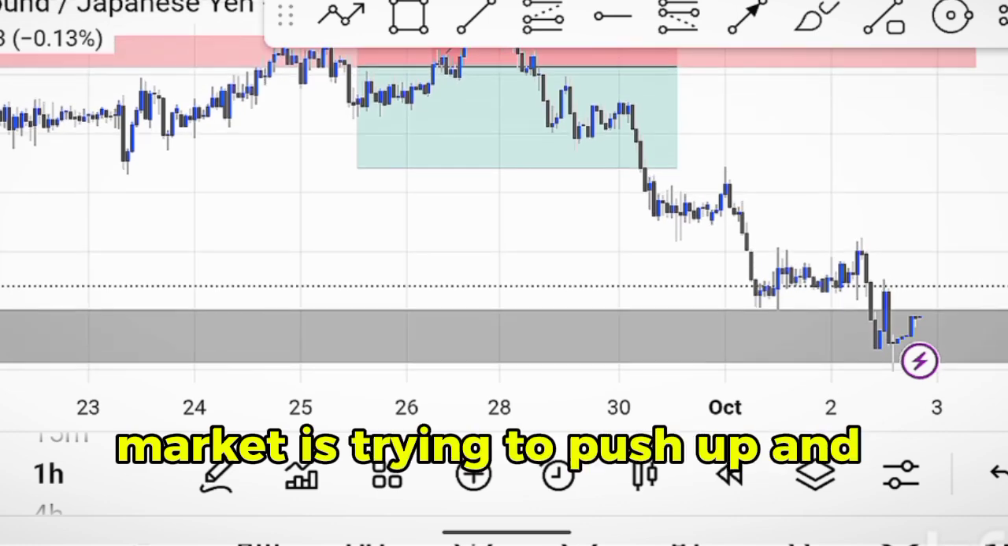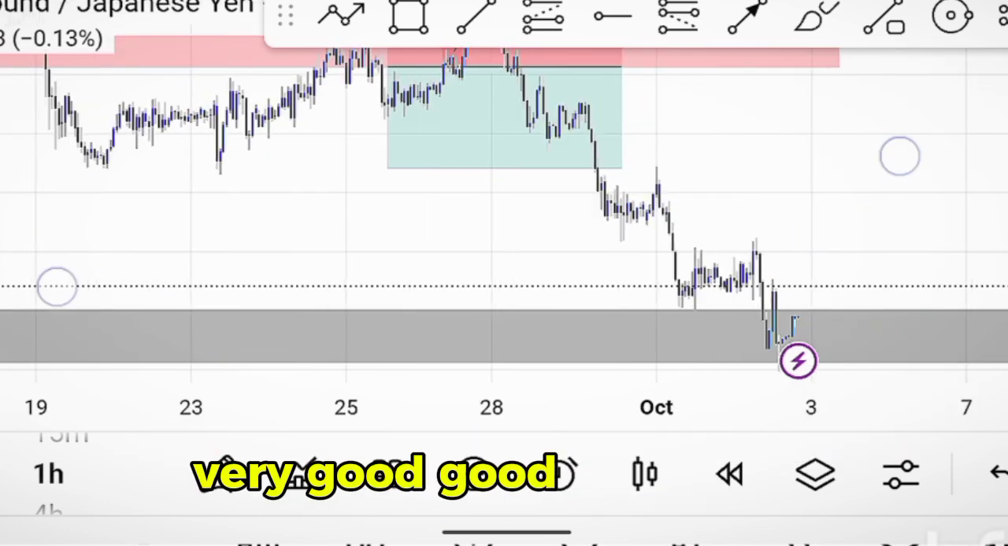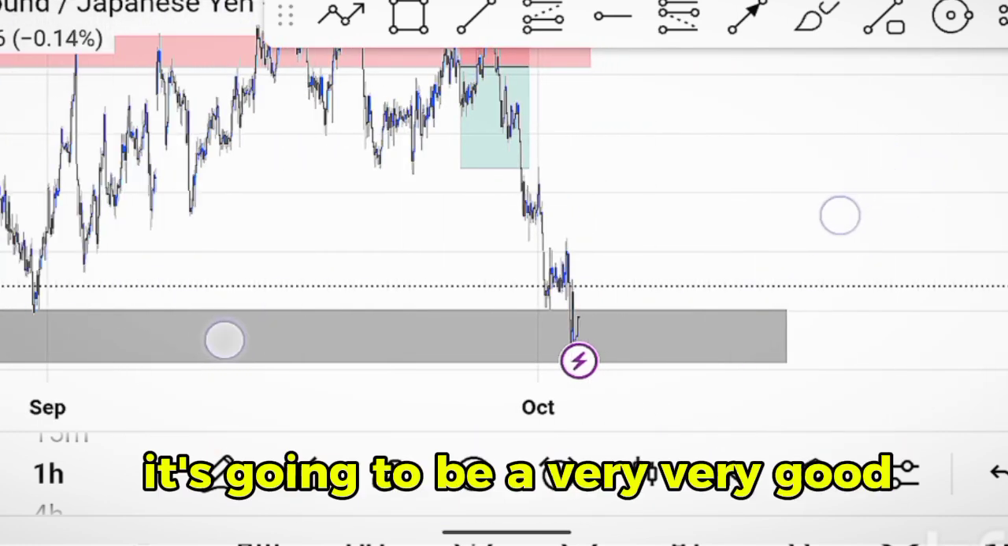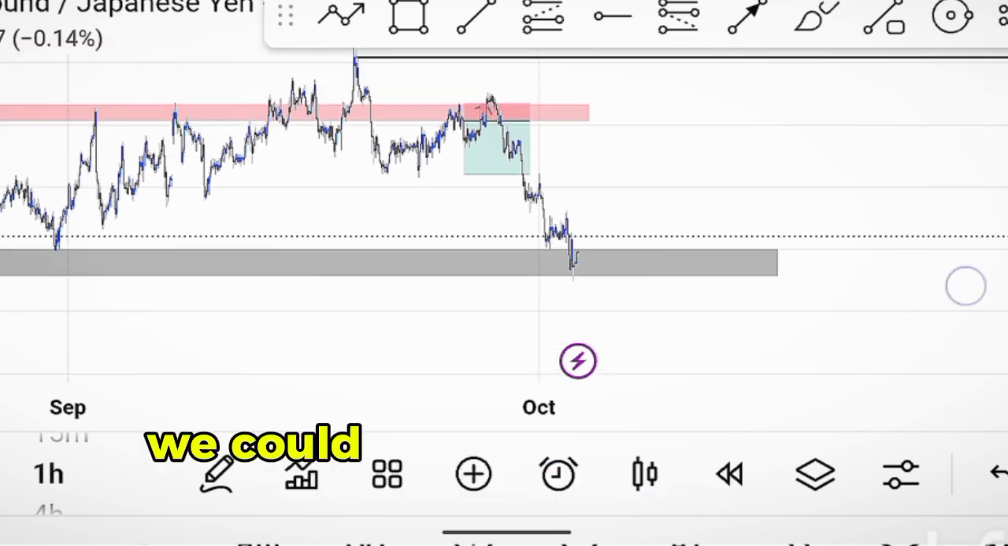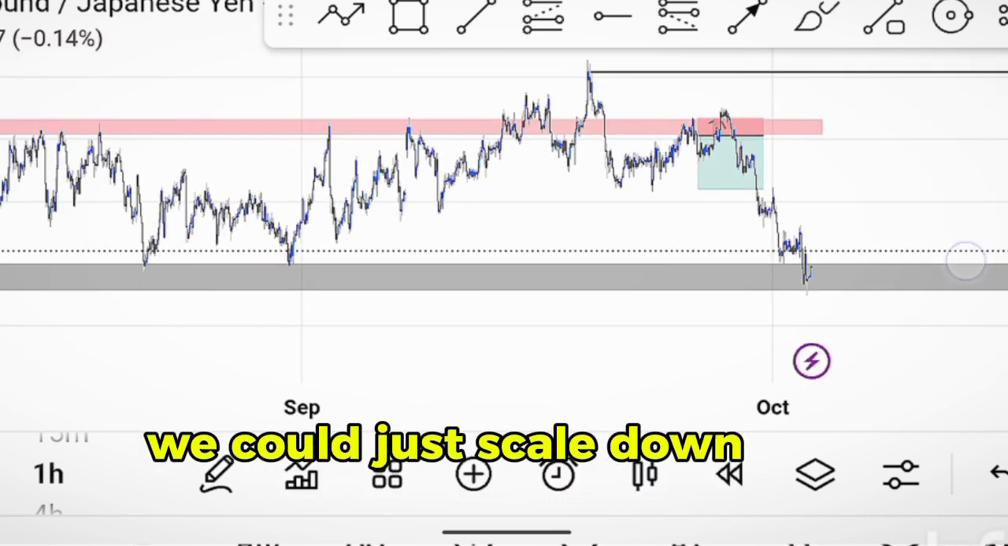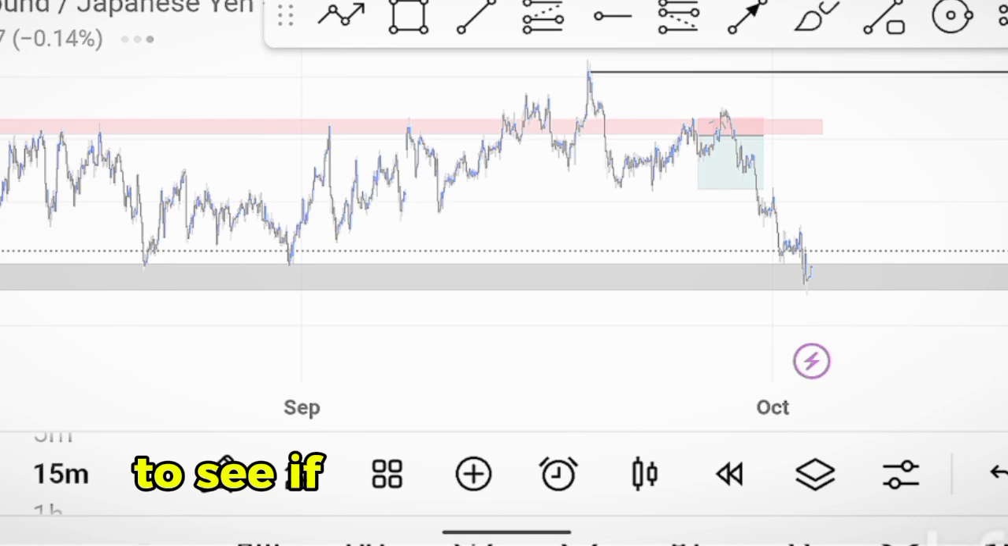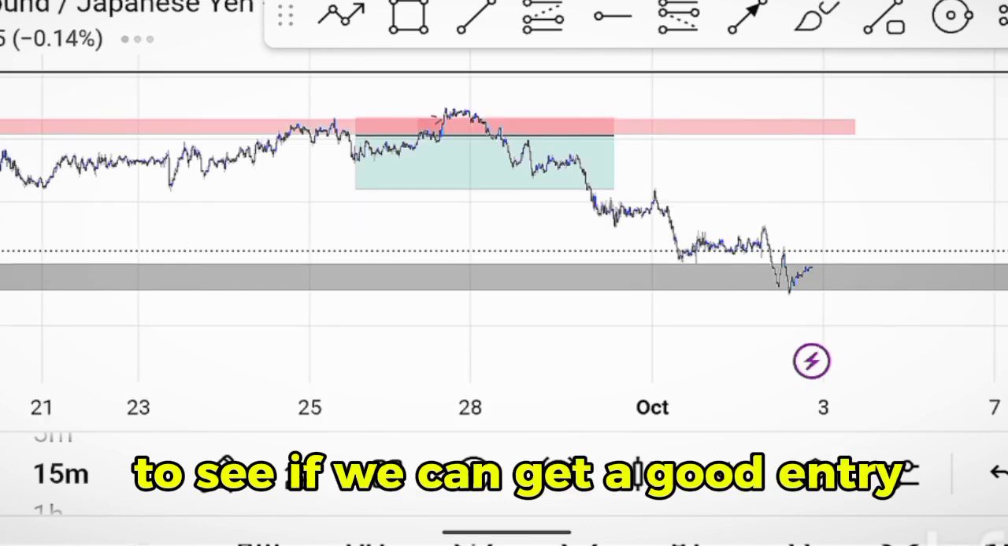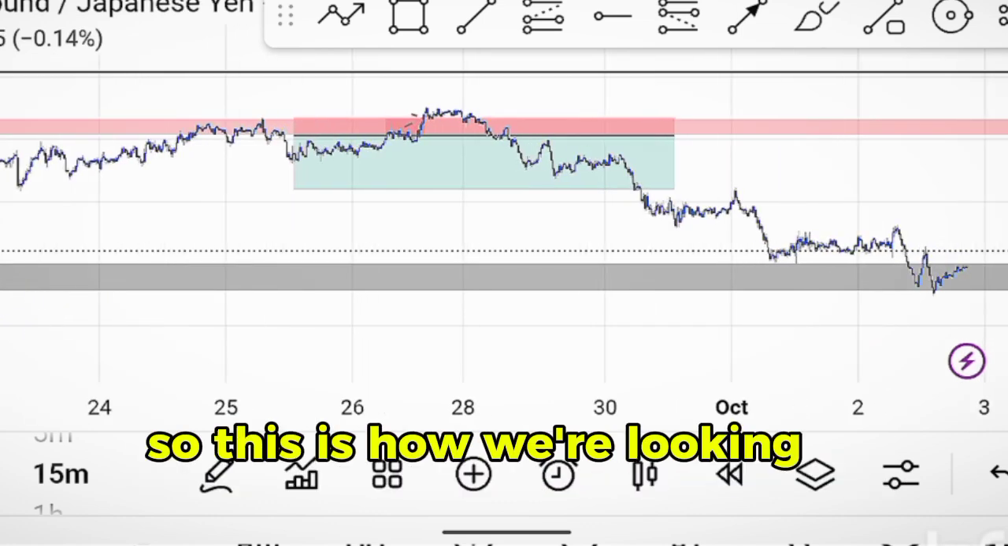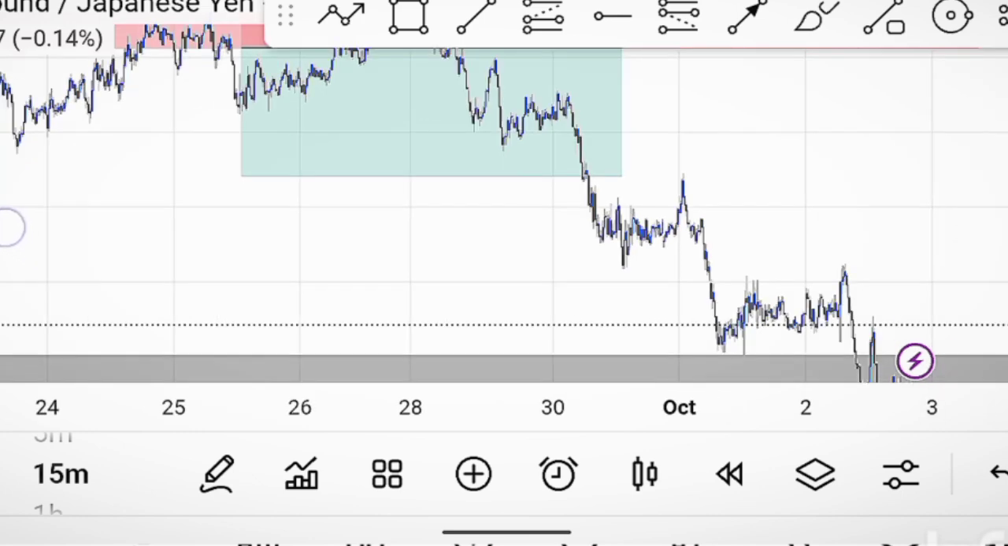The market is trying to push up, and this is going to be a very good entry for us. Finally, we could just scale down to 15-minute charts to see if we can get a good entry around here. So this is how we are looking on the 15-minute chart.